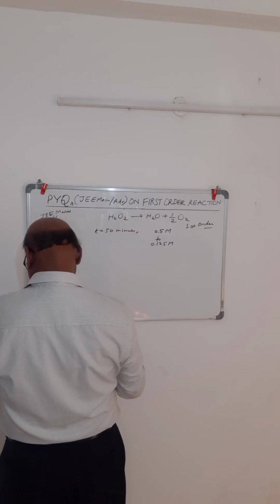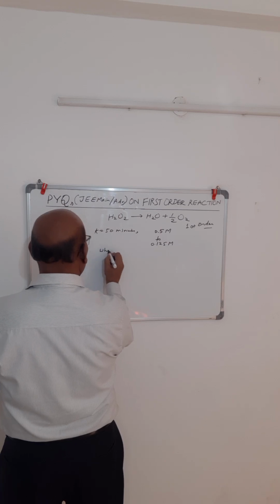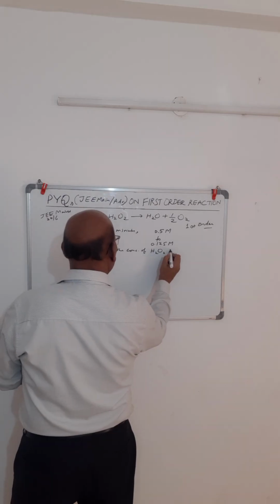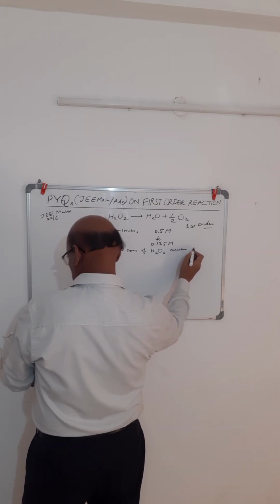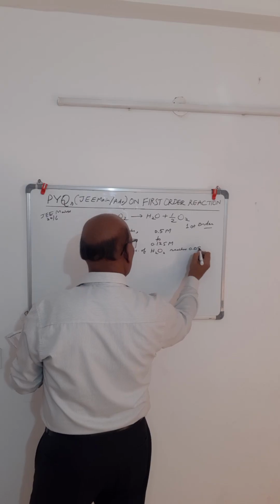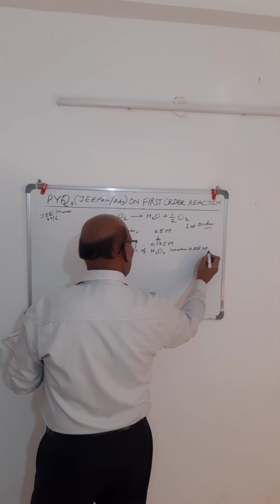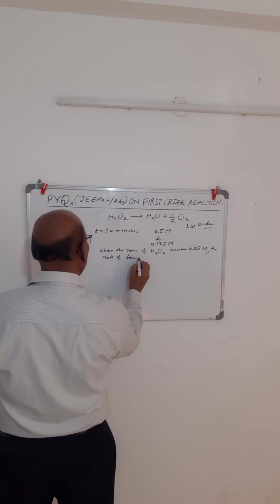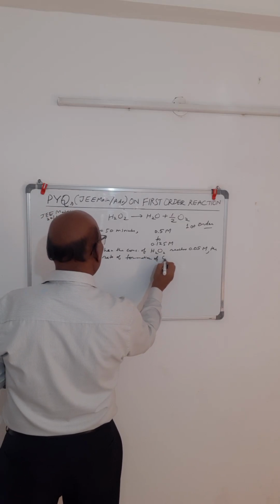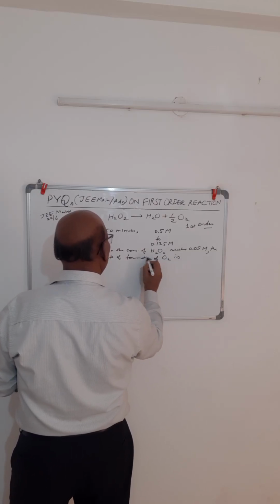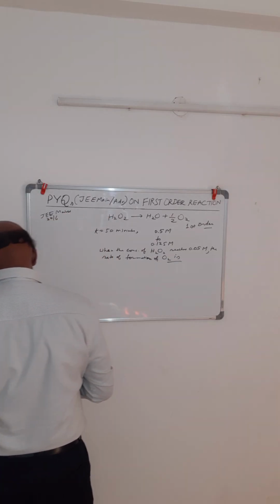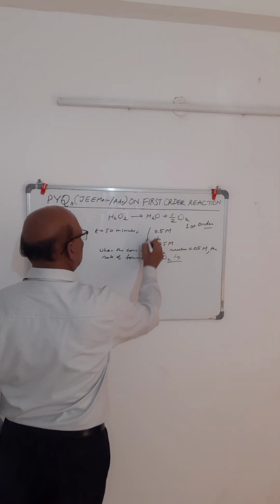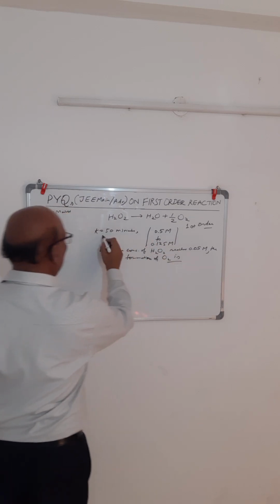Okay. So what is asked is, when the concentration of H2O2 reaches 0.05 moles per liter, the rate of formation of O2 is. So that we have to find out what is the rate of formation of oxygen. Okay, so how we will do? First we will apply this first order kinetics for this.